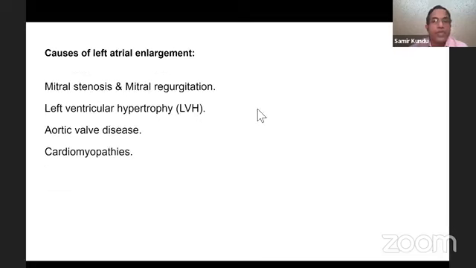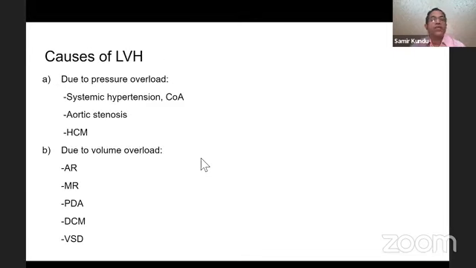Some causes of left atrial enlargement: mitral stenosis and regurgitation, left ventricular hypertrophy, aortic valve disease, cardiomyopathy. Causes of left ventricular hypertrophy may be due to pressure overload or volume overload. In case of pressure overload: systemic hypertension, coarctation of the aorta, aortic stenosis, and hypertrophic cardiomyopathy. Due to volume overload: aortic regurgitation, mitral regurgitation, patent ductus arteriosus, dilated cardiomyopathy, and VSD.